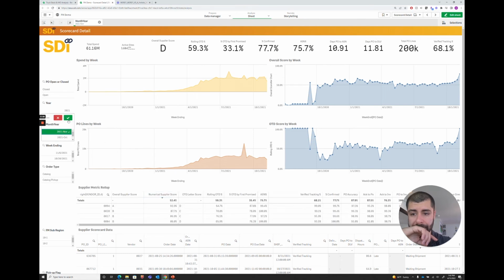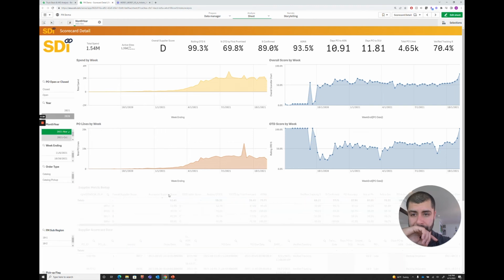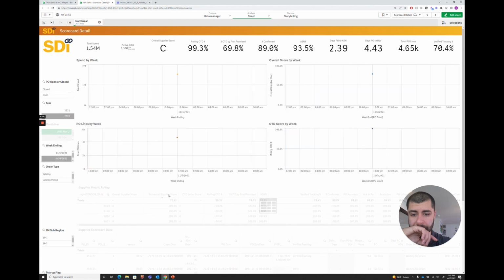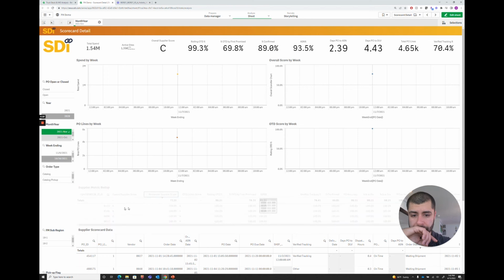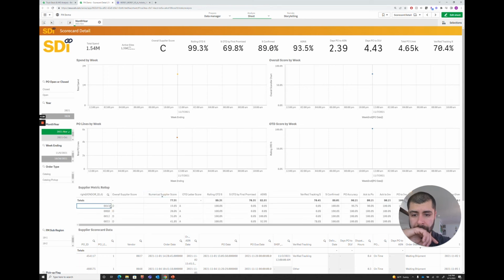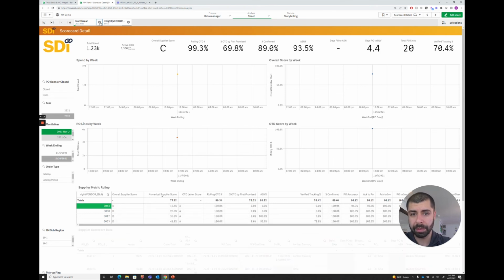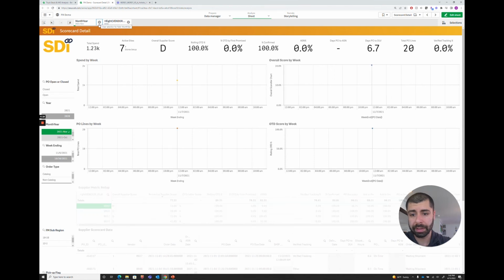We'll limit this just for the sake of quick loading. Here we go. All right, the supplier got a 19. And we'll roll back the date filter.